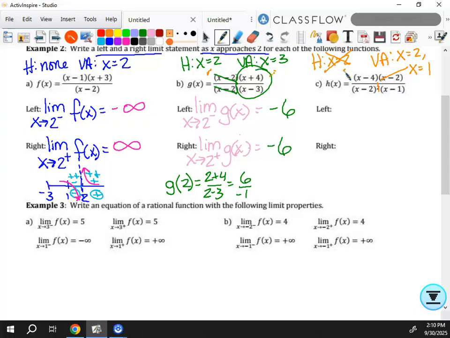All right, so let's go ahead and write out our limit statements here. Limit as x approaches 2 from the left, h of x. Limit as x approaches 2 from the right of h of x. All right, so am I going to find h of 2? No, because I'm approaching an asymptote, so I got to do my sign chart, right?